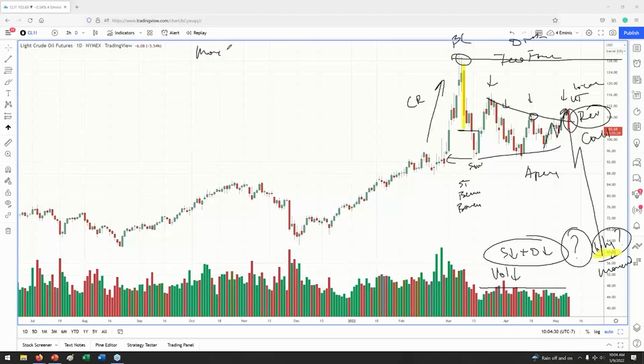Now macro. What I love about the oil market is that you could literally trade fundamentals in this market, the macro picture. There are different thoughts here. Well, first of all, Russia sanctions. What does this lead to? This leads to the decrease of the supply.